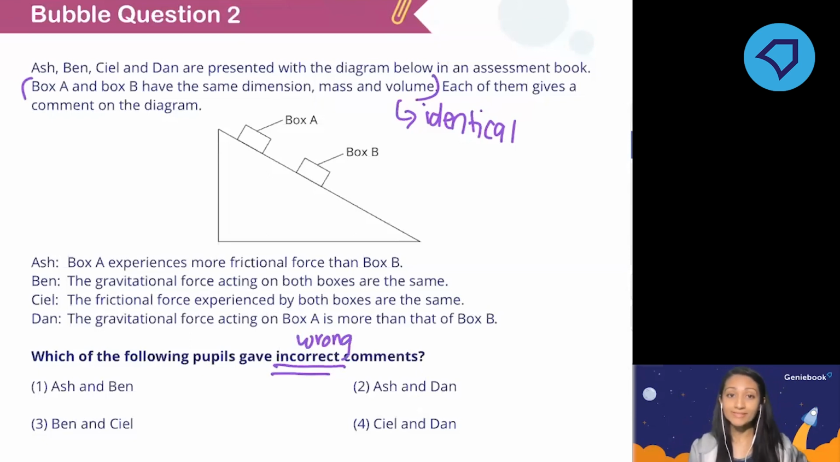Z asks, what is dimension? Basically the base, the height, and the length, which is the size. Yeah, the size is the same. Good question. Dimension is basically the size. The width, the length, the base. All right, so let me look at the results first.